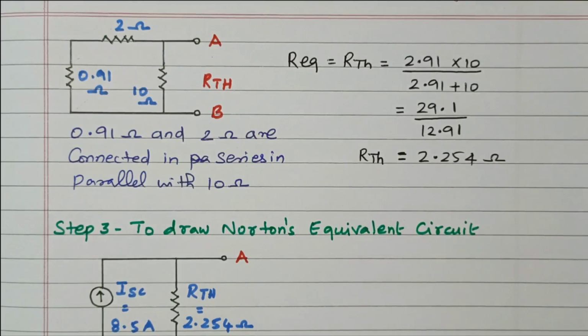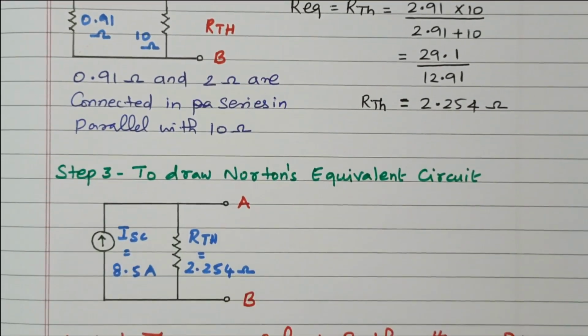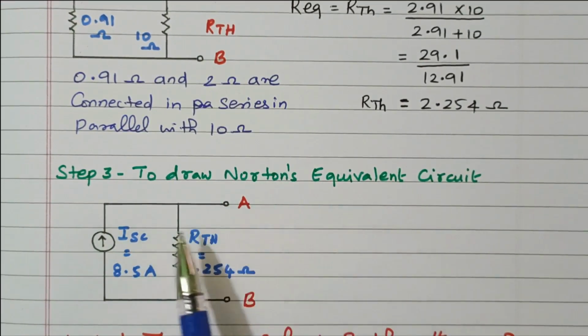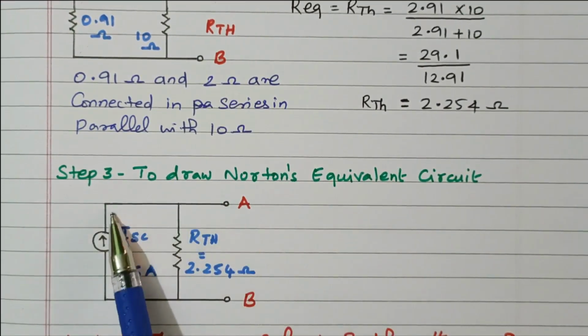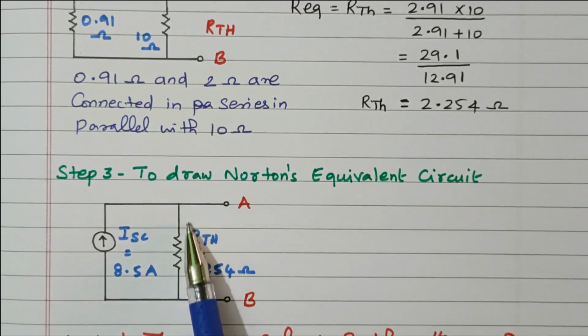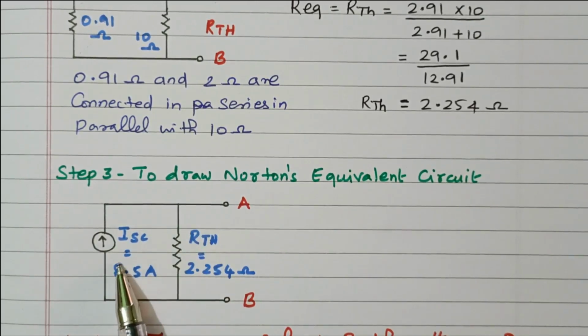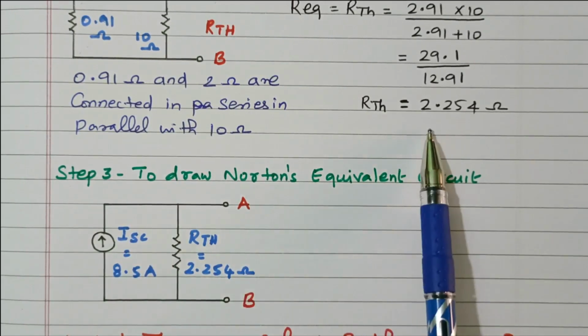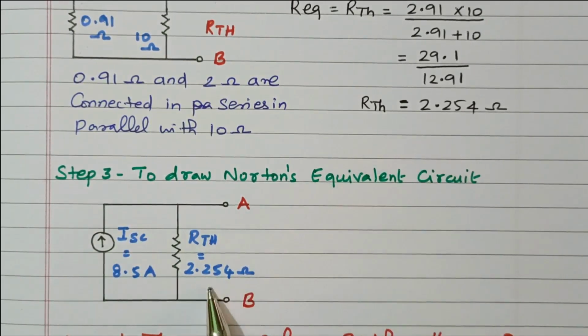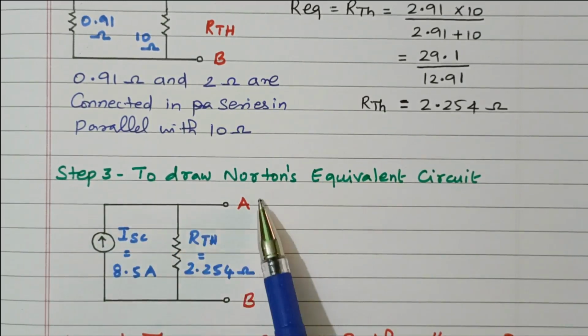Now we got the short circuit current as well as the R Thevenin. From that we can draw the Norton's equivalent circuit, step 3. This is a short circuit current source in parallel with the Thevenin resistance. So the current source is 8.5 ampere, and the Thevenin resistance we calculated is 2.254 ohm. So this is the equivalent circuit with the terminals A and B.